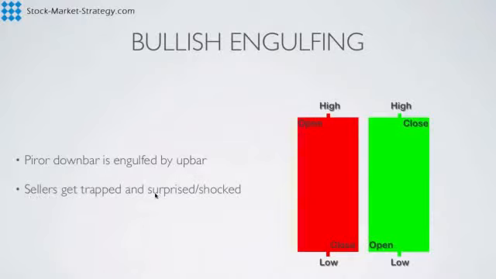It's a very powerful reversal signal, and this is what you should really think about: sellers get trapped and surprised, shocked. They see a big red down bar and people go, this is definitely going to drop, this is a big strong momentum bar to the downside, and all that is completely reversed on the next bar. It just takes one bar and those people are shocked.